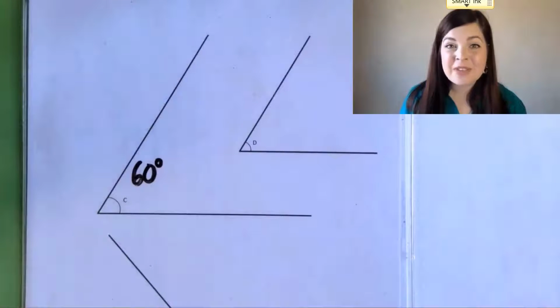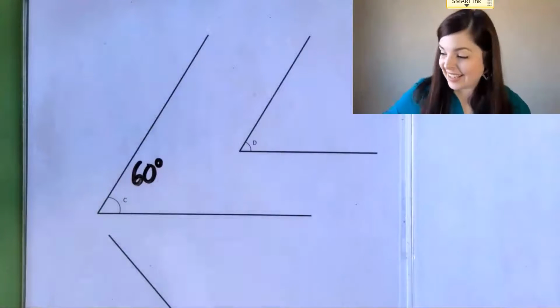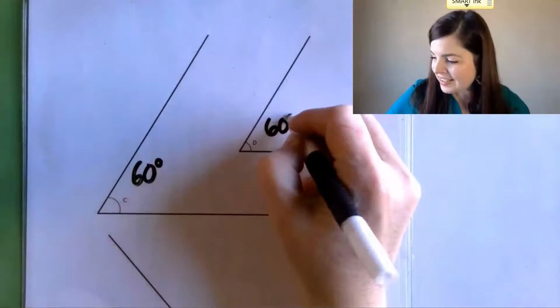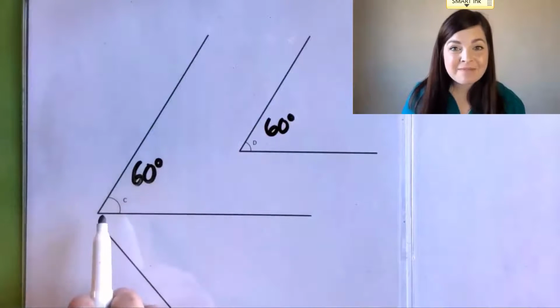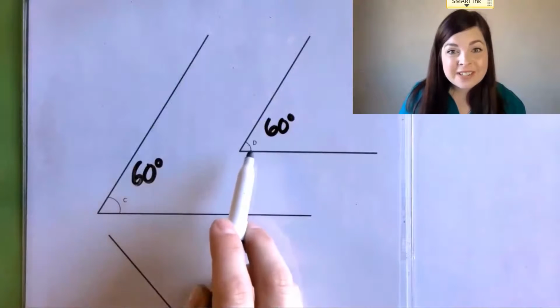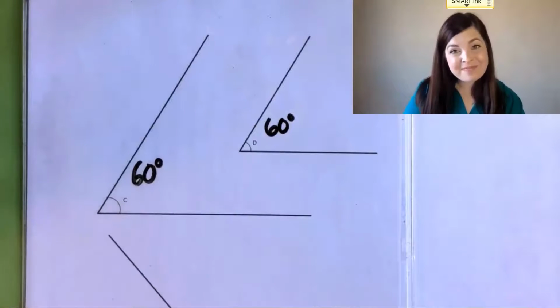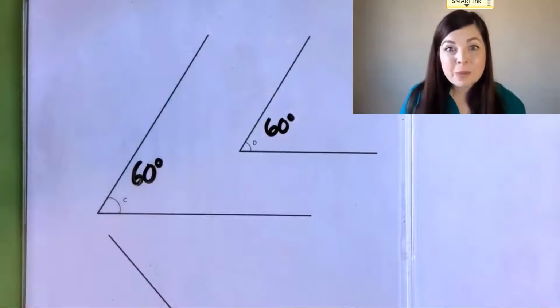So what's the angle measure of angle D? It's 60 degrees. Wow, the angle measure for angle D is equal to angle C. The arc lengths are different, but the degrees are the same. So what do you think would happen if we put the angles on top of each other?